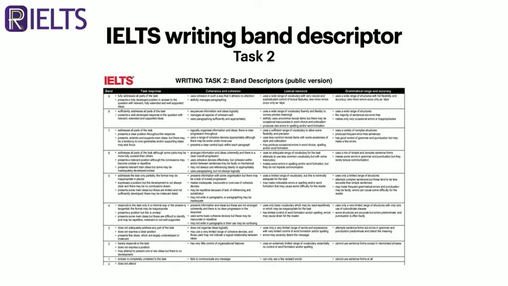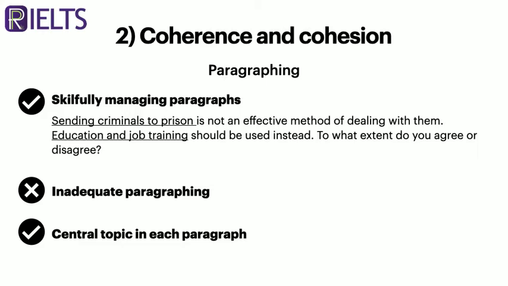In this video we will discuss the other 3 band descriptors, such as coherence and cohesion, lexical resource, and grammatical range and accuracy. So this video will basically be about the do's and don'ts of your writing. It is really imperative to see what things you are doing in an incorrect way in your writing. You have to improve those things to get your desired band score. So right, let's get started with our second band descriptor, that is coherence and cohesion.